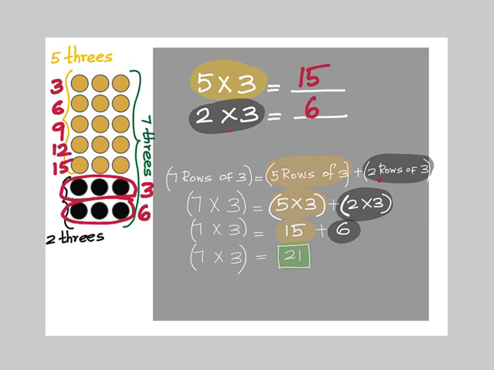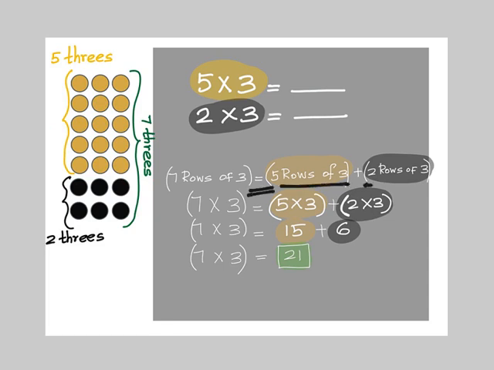In order to find the total number of circles in the array, we have to add the yellow and the black ones together. For that, let me add 7 rows of 3 equals 5 rows of 3 plus 2 rows of 3. That means 7 rows of 3 is the total number of circles in the array, which is equal to the number of yellow circles, that is 5 rows of 3, and the number of black circles, that is 2 rows of 3.